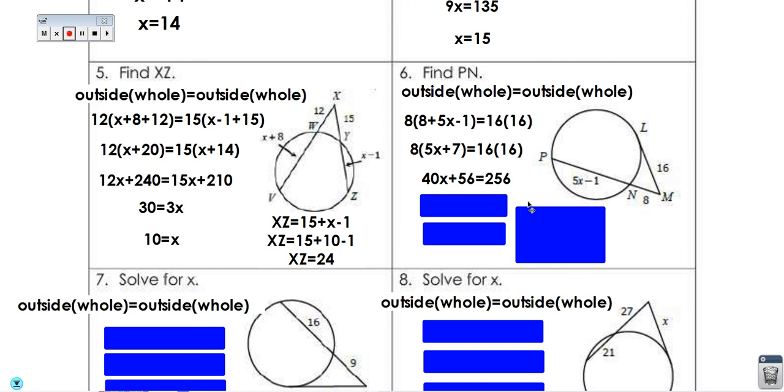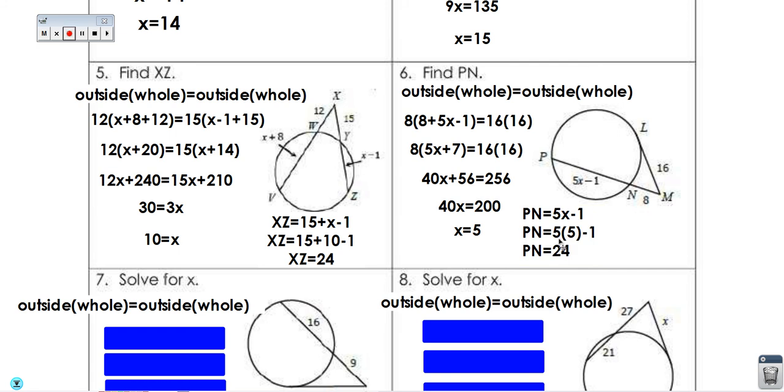So we distribute and multiply, subtract, divide. Now notice that in this one they ask you for Pn. So for Pn, all we have to do is plug in 5. So 5 times 5 minus 1 gets you Pn being 24.